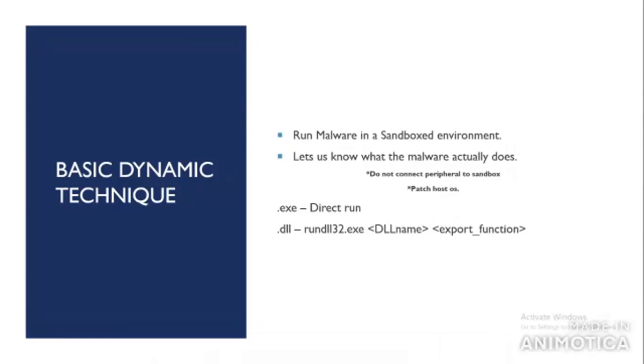Some things to note here: do not connect USB or any peripherals to the sandbox environment, and keep the host patched, because there are some malware that can jump outside the VM. Now, to run any exe file, it is as simple as that. Just double click and run it. To run any DLL file, we can use rundll32.exe to run the DLL along with the export function. The export function can be seen with the tool which I have just discussed, PEView. Accordingly, we can run the malware in the environment and check what activities it does.